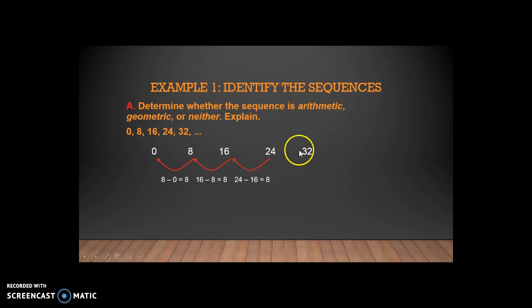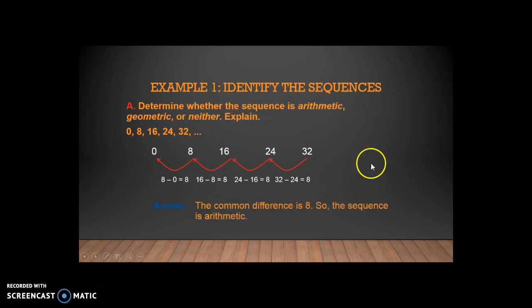24 minus 16 is 8. And then 32 minus 24 is 8. All right, so we see that this has a common addition to get from one term to the next. 0 plus 8 is 8, 8 plus 8 is 16, 16 plus 8 is 24. So this has a common addition. So this is an arithmetic sequence, and that common difference is 8.